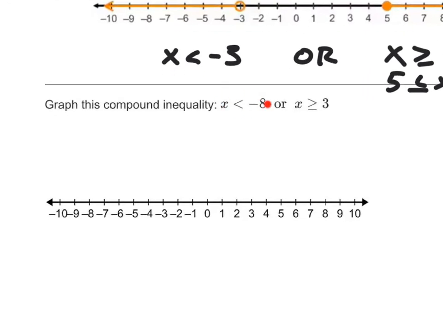So let's take a look at how one of these would look on a graph. What I have is that x is less than negative 8. So let's come over to negative 8, and because we are strictly less than, I draw an open circle, and we would shade to the left. Or x is greater than or equal to 3. Because we are greater than or equal to, I need a solid circle at 3. And then the values are larger than that, so I'm going to shade to the right.